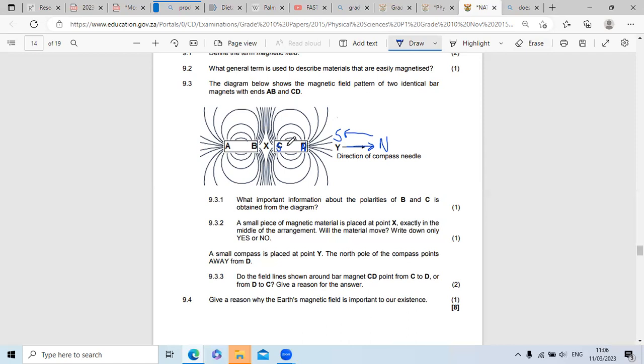And they say give a reason why the Earth's magnetic field is important for our existence. So you remember when I told you about solar winds? You can just say the Earth's magnetic field protects us from solar winds, and that's it. Every time they ask you about the Earth's magnetic field and why it's important, you can just mention solar winds, and that's fine. There's nothing more you need to mention.